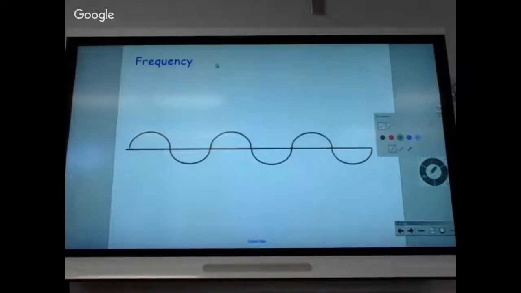The bottom is the crest and the top is the peak. The top is the crest, the bottom is the trough.